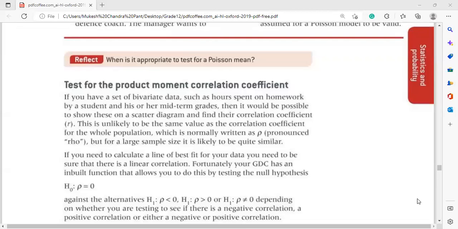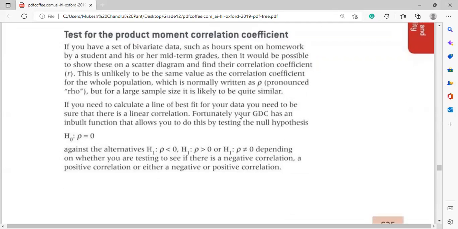Next is the test for the product moment correlation coefficient, PMCC. We will do hypothesis testing for PMCC. If you have a set of bivariate data, such as hours spent on homework by a student and his or her midterm grades, then it is possible to show these on a scatter diagram and find their correlation r. This is unlikely to be the same value as the correlation coefficient for the whole population, which is normally written as rho. But for a large sample size, it is likely to be quite similar.